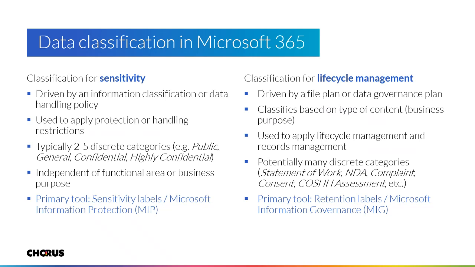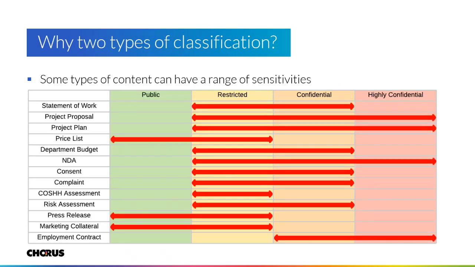So a lot of people wonder why we need two different classification schemes, two different labeling schemes. And it's really because some types of content can have a range of sensitivities. So think of it as a two-dimensional grid.